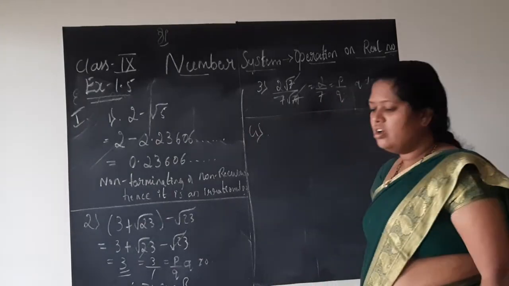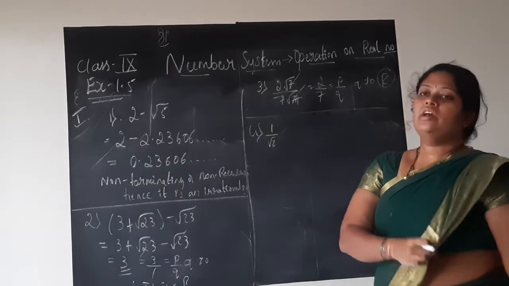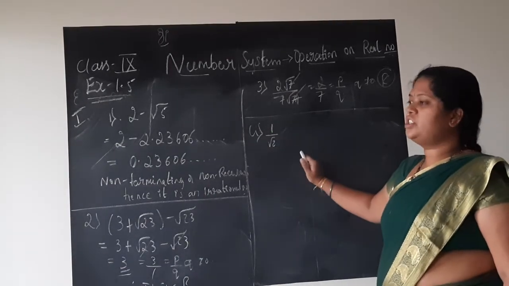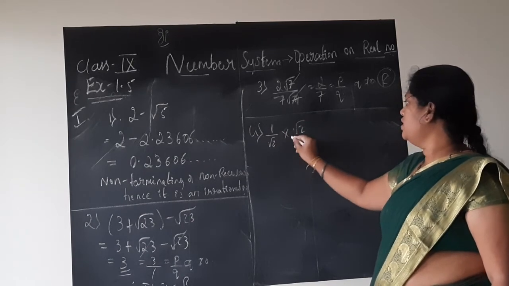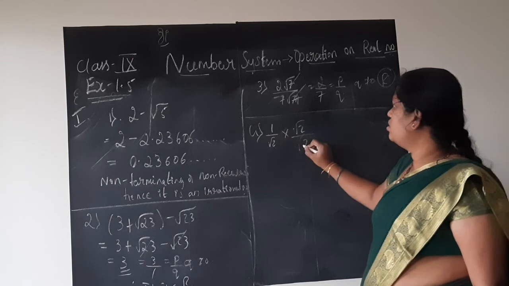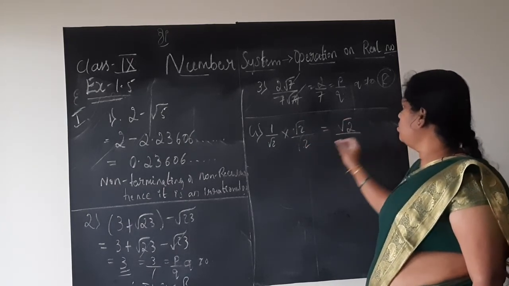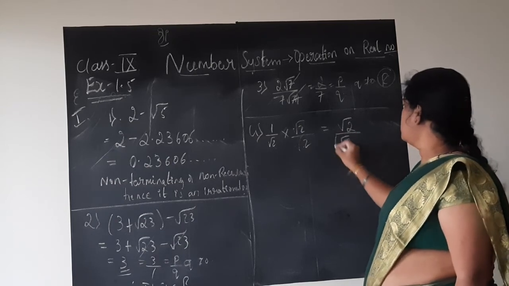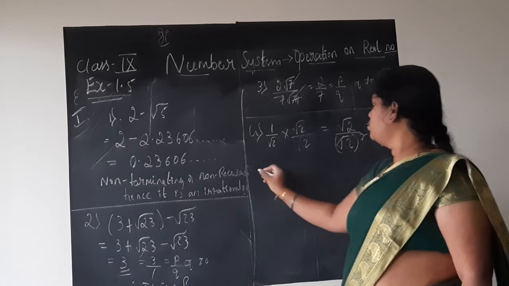Okay, now the fourth question is 1 by square root 2. If you remember, in the example problem on rationalizing the denominator we learned that you simply cannot substitute root 2. What we need to do is rationalize the denominator, so multiply by root 2 over root 2. In the numerator, 1 into root 2 is root 2. Here, root 2 into root 2 is square root 2 whole square. The square and root cancel, so we have root 2 by 2.